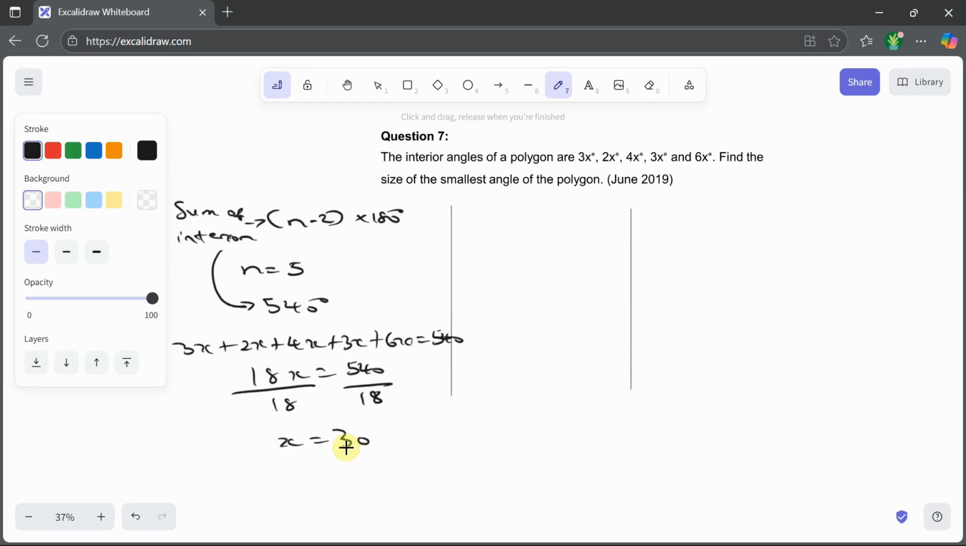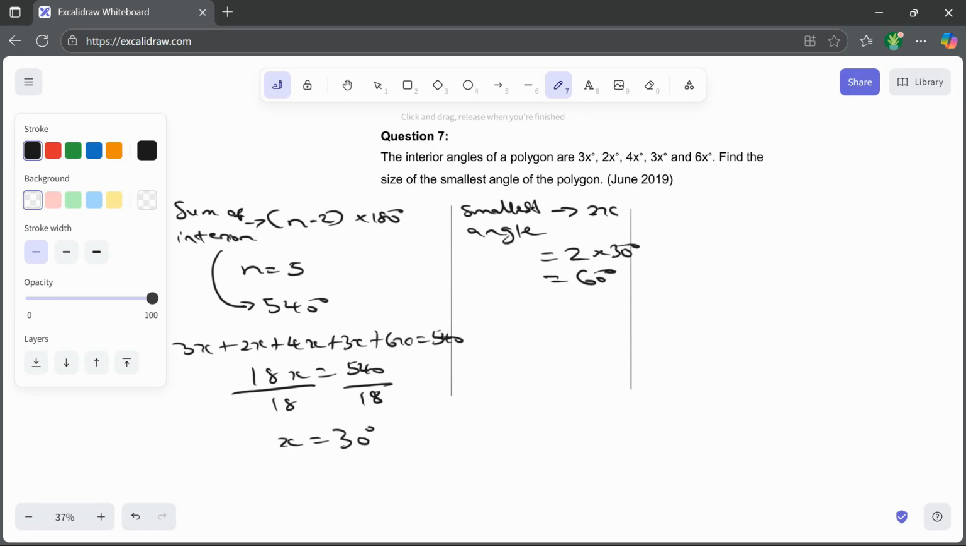Now, if my x is 30, or let me say 30 degrees, anywhere you want to put it, what I'm trying to find is the smallest angle. So the smallest angle, we already agreed that it's going to be 2x, right? So that will be 2 times 30 degrees, and that will give me 60 degrees. So the smallest angle out of all these polygons is 60 degrees.